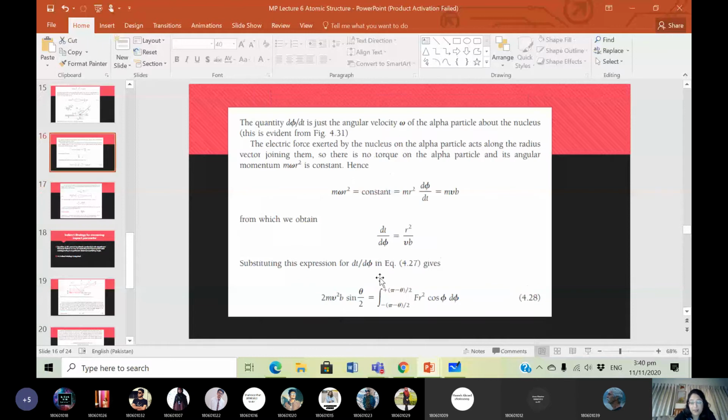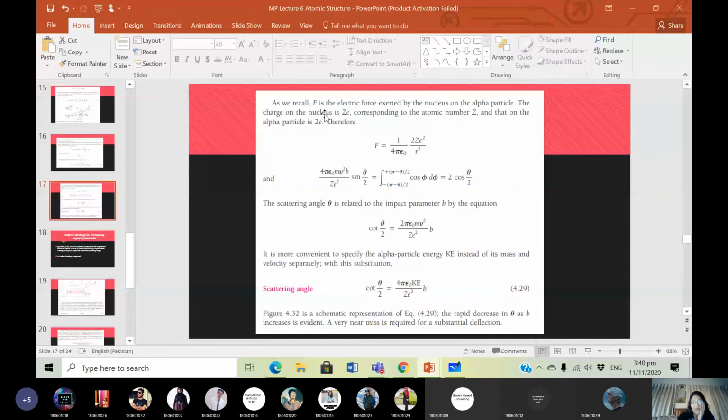We now have this formula. Now we want an expression for F. We don't know what F is yet. We know that it's the electric force exerted by the nucleus on the alpha particle, and the charge of the nucleus is Ze. E is the electron charge, and Z is the atomic number. We don't know what Z is right now. It can be any; whatever nucleus we have, its atomic number is what we multiply with e.